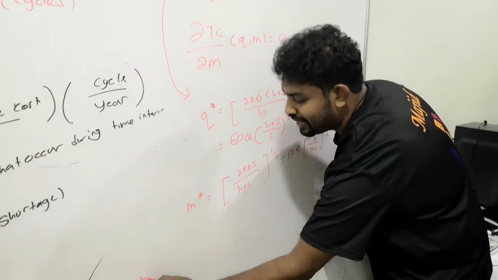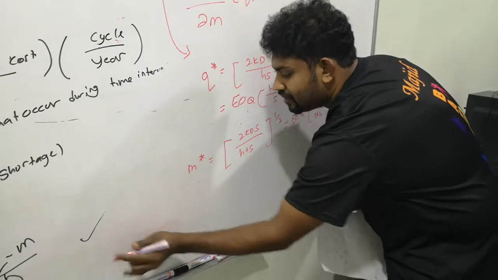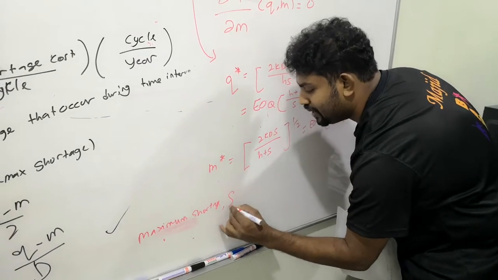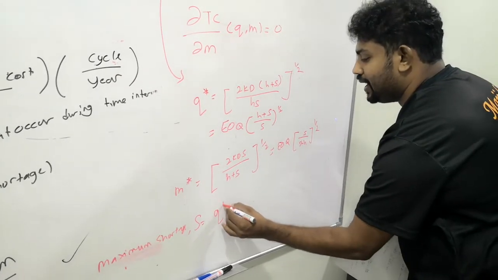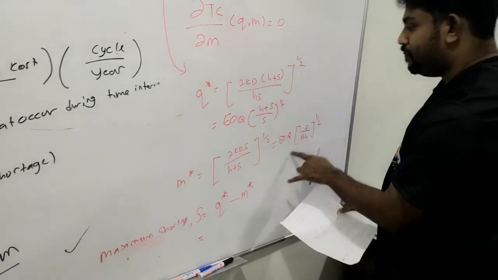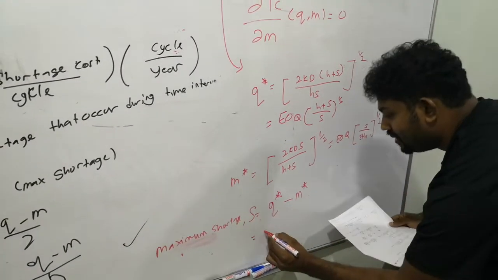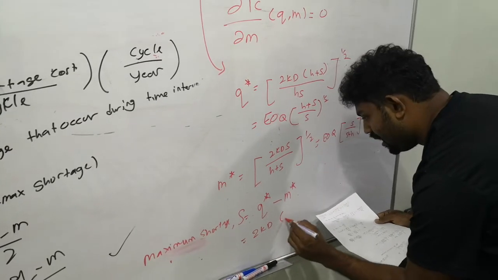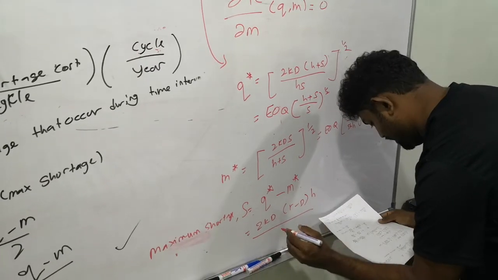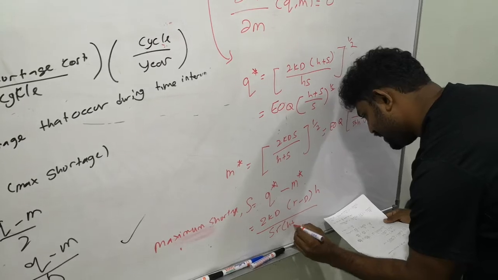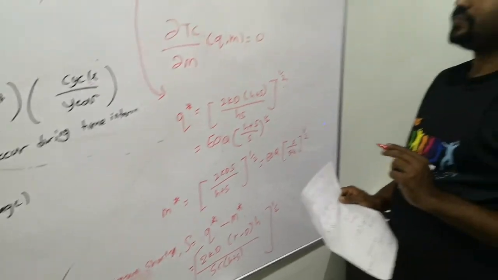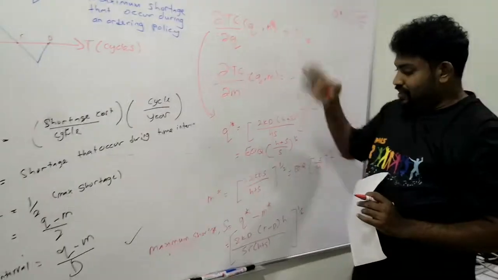And finally, we can also find the maximum shortage, or I'll put capital S as Q minus M, where when we incorporate both equations, we will get the square root of 2KD over H times H over (S times (H plus S)). So we can use this formula.